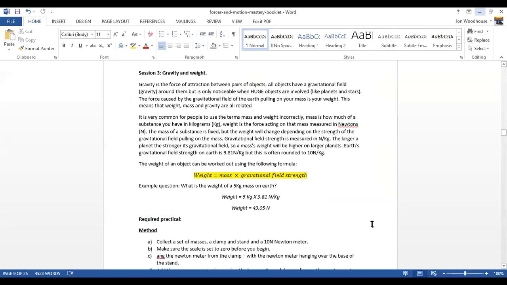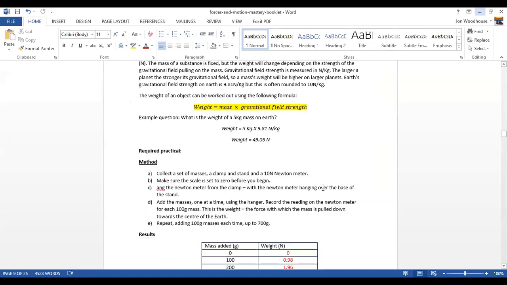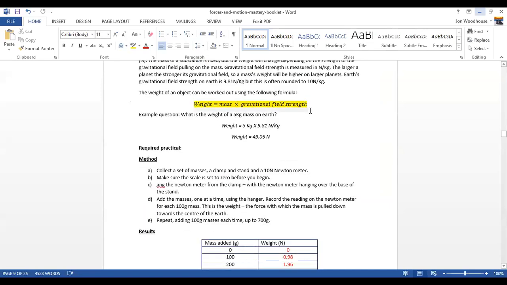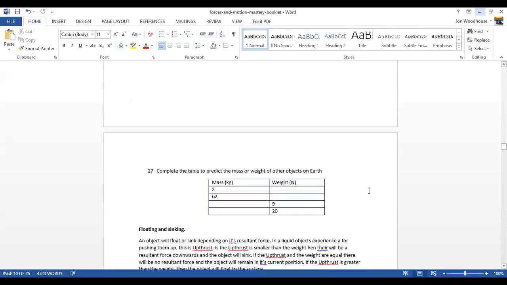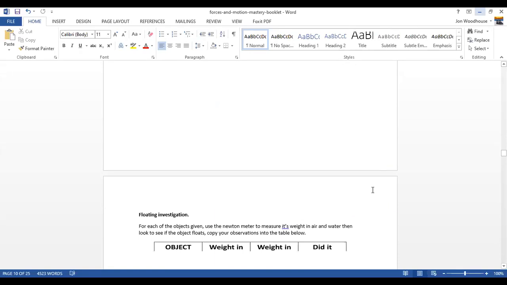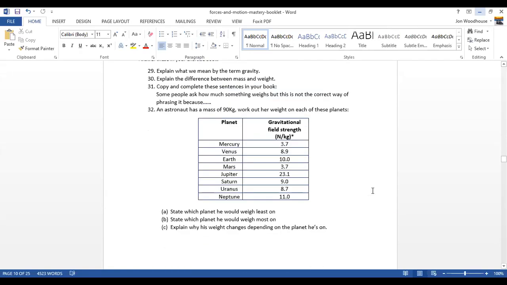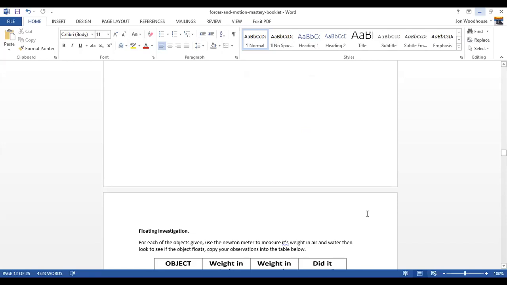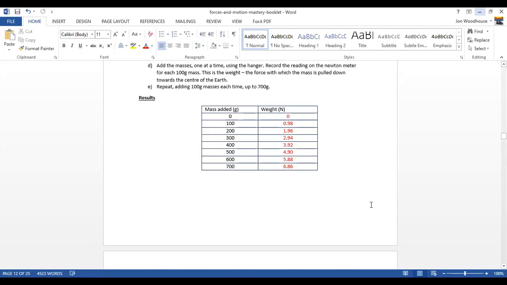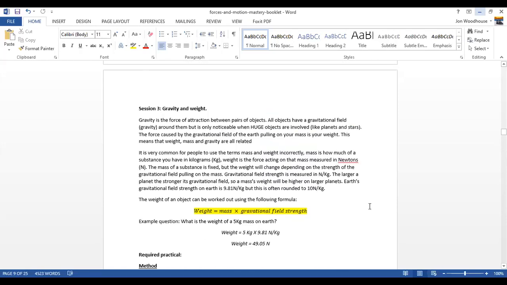So what we're going to focus on is this idea of what gravity, weight and mass are and how they are related. We're going to look at where this equation comes from, this relationship, by looking at this graph that we're going to complete. And then I'm going to show you how to calculate the weight of objects and the mass of objects by using that equation and rearranging that equation. So quite a bit to do in this section.